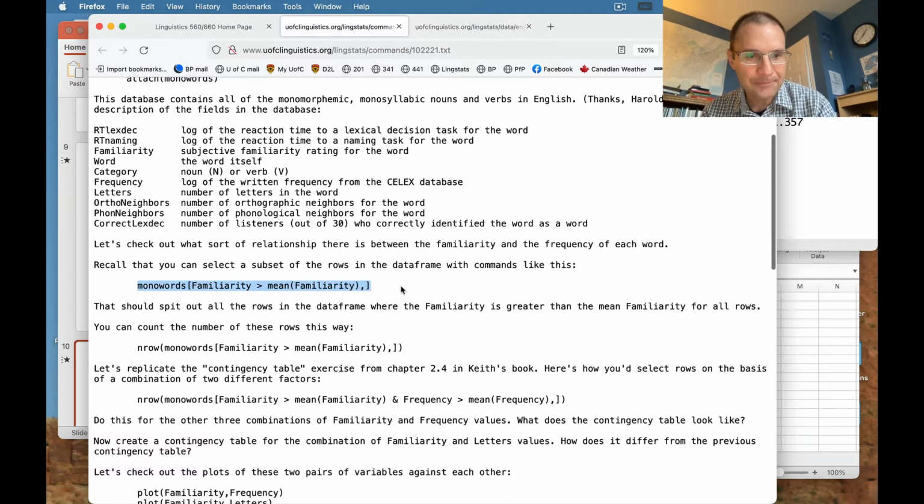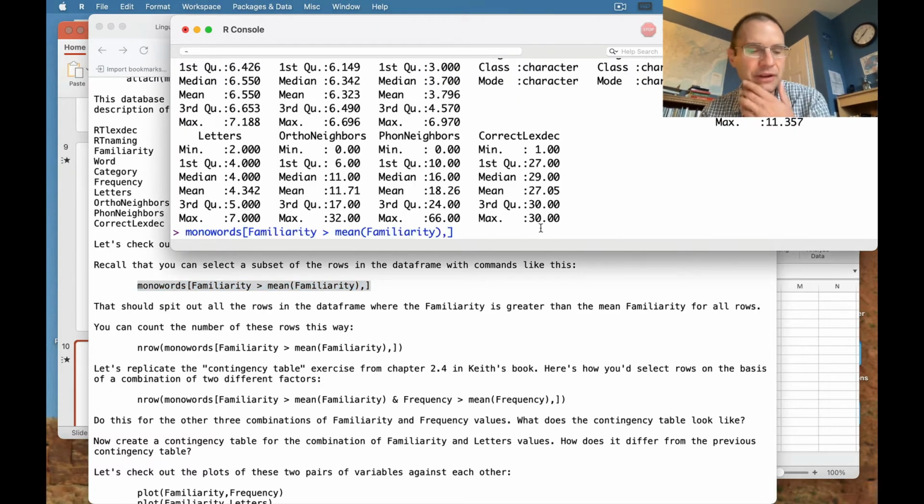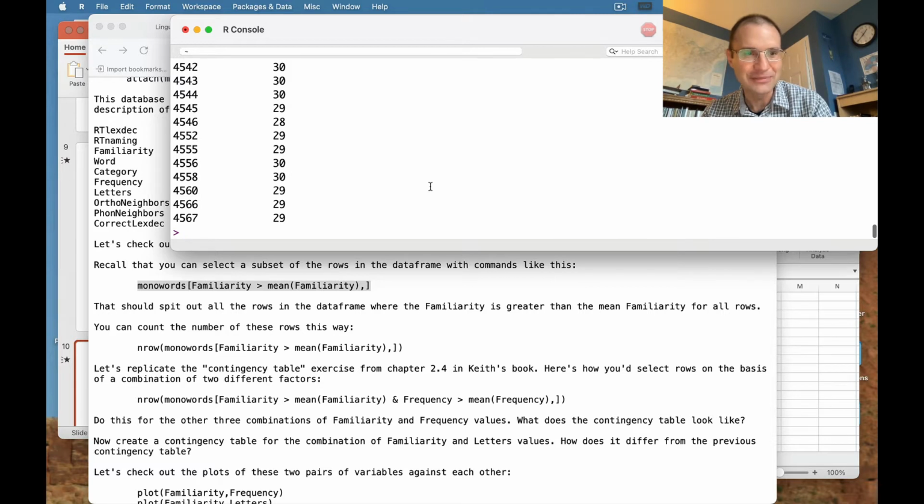Let's try to figure out how those two measures correlate with one another, though, because generally I think we'd expect more frequent words to be more familiar to more people, right? So let's say we're going to take a look at the familiarity measure out of this database, which I've called monowords in my R console. And I'm just going to pump out here the number of words, or actually this is going to be a subset of rows where these are just all the words where the familiarity is above average.